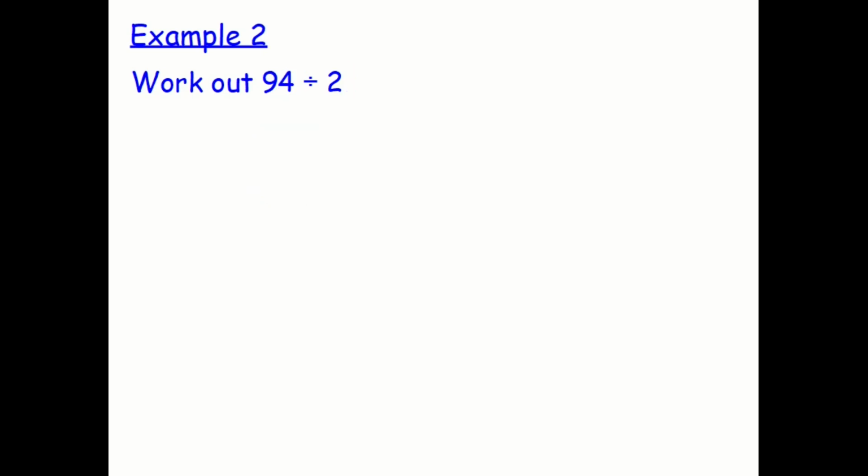Example number 2, 94 divided by 2. So again, I'm going to draw my bus stop and I'm going to put the 2 on the outside and the 94 on the inside. And let's have a think about the questions I'm going to ask myself now. So now I'm going to say how many 2's in 9? Well, I know that 2 times 4 is 8, but that doesn't quite get me to 9, so I've got 1 left over. So 2's into 9 go 4 times, remainder 1. And the 1 goes there because 2 times 4 is 8, and I've got to have 1 more to get up to my 9.